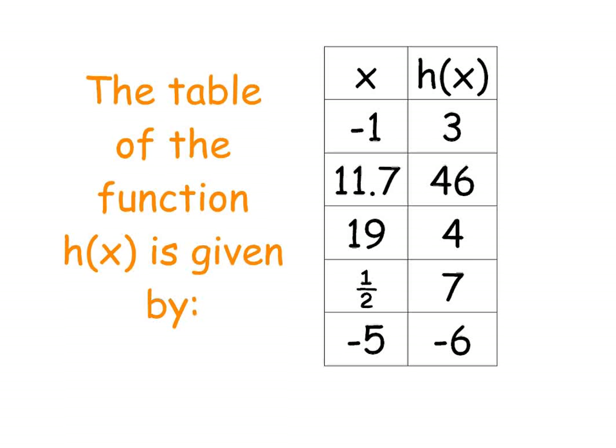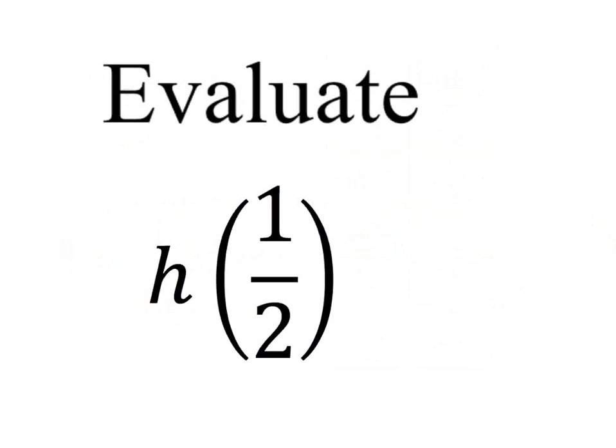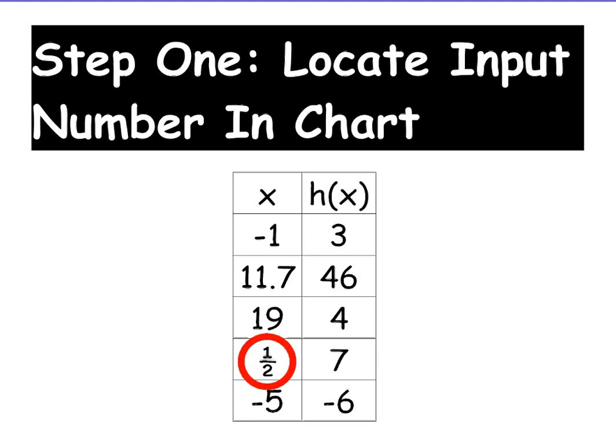Next example, example 2. The following is given by the same chart, exactly the same chart. It says evaluate h of 1/2. So again, the number in the parentheses is what we're plugging in, our x value, and we're trying to figure out what h is. So h does not equal 1/2. The number in the parentheses is x. So there's our 1/2 right down there.